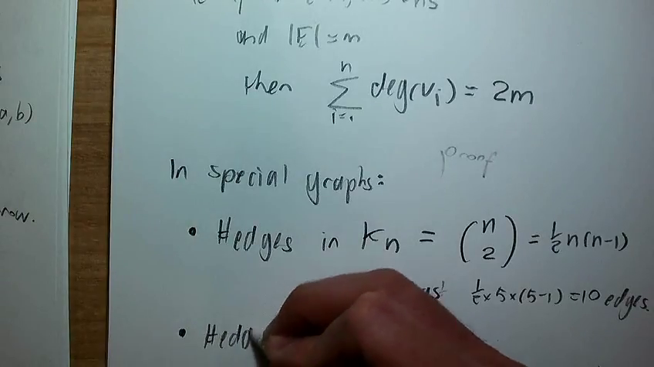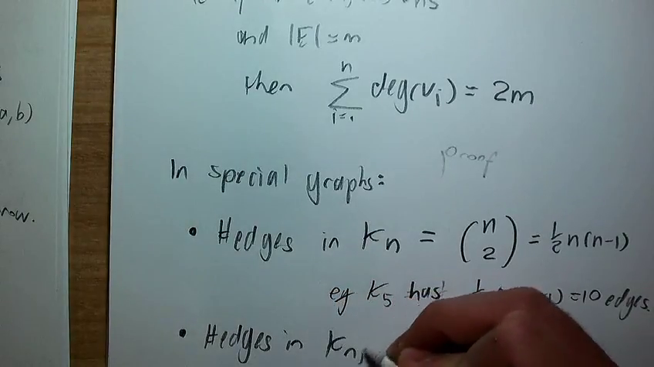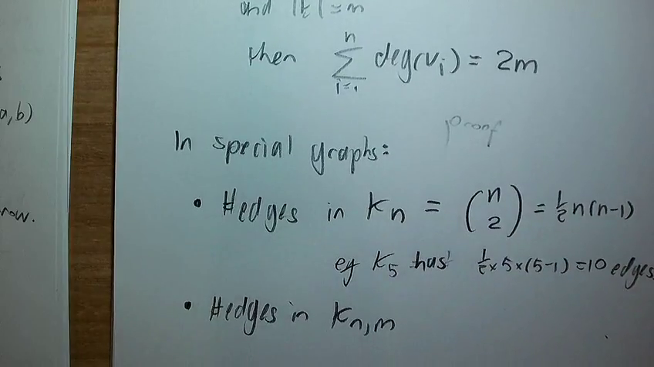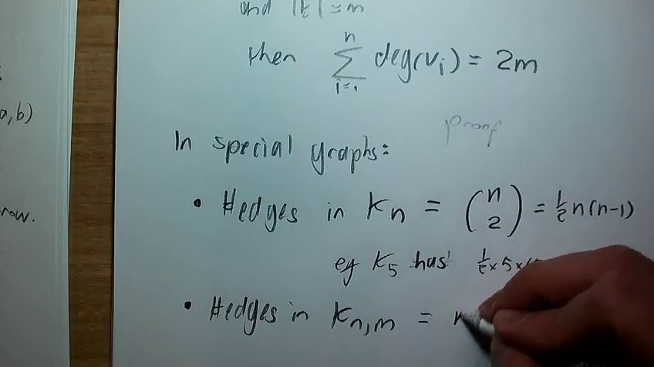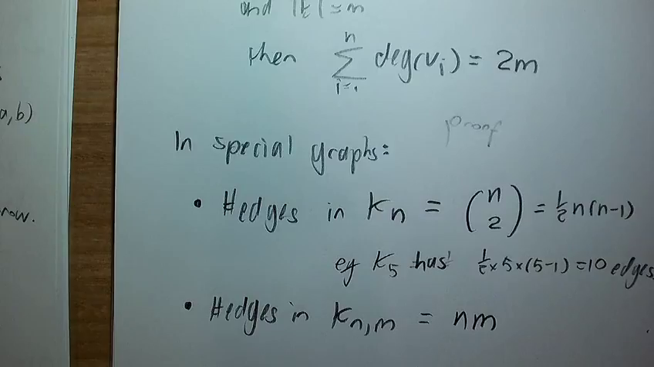The number of edges in Kn,m, the complete bipartite graph, would be n times m. Because remember what happened when I drew that graph? I went down on the left-hand side and I said this has to be connected to all of them, and this has to be connected to all of them, and this has to be connected to all of them. So all the ones on the n side have m edges coming from them, so that's n lots of m edges, so n times m. That's how we know how many there are. So that's some special graphs.